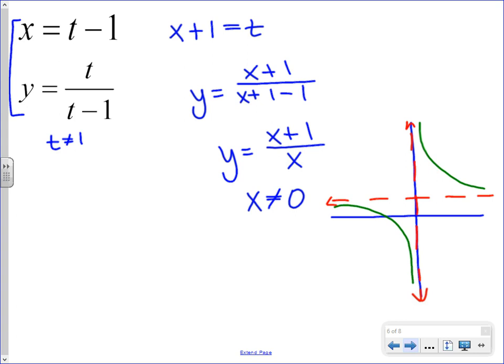Look at this. What happens if we plug in 1? Oh, we can't plug in 1. If we plug in 2, we are at 1, 2. If we plug in 3, we are at 2. So we went from here to here. And then we can do the same thing over here with negative t values.